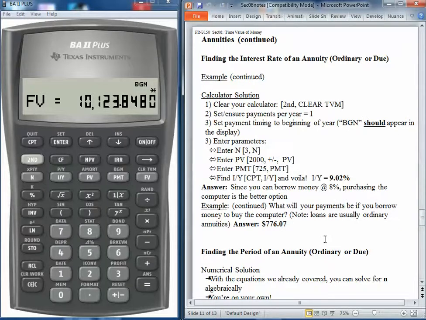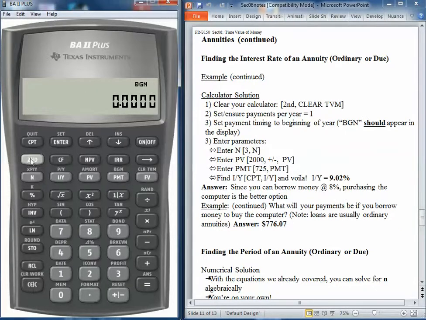So let's jump right to the calculator solution. I'm going to clear time value of money. Make sure my payments per year are set to 1. And then I want to make sure that BGN is in the face of my calculator, which it is, because this is an annuity due. Now I put in my inputs. 3 years. I don't know my interest rate. I do, however, know that if I bought that computer today, it would be worth $2,000.